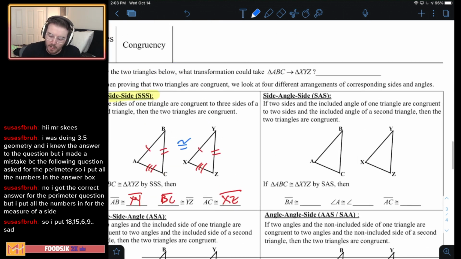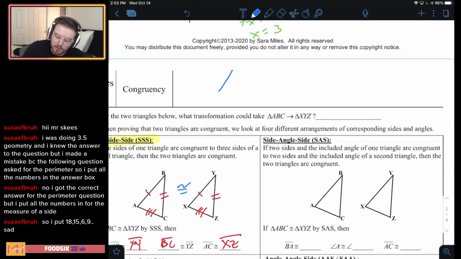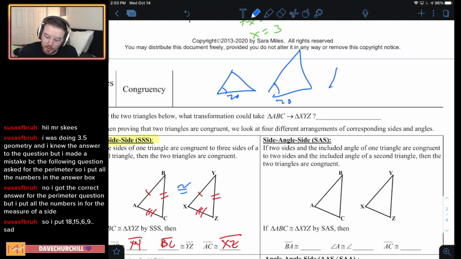It's impossible, what I was getting at up here, where I was drawing triangles that had some similar characteristics, but not all the same. It's impossible to draw a triangle that has all 3 sides the same length and they not be the same. It's simply going to be a rotation, a translation, or a reflection.